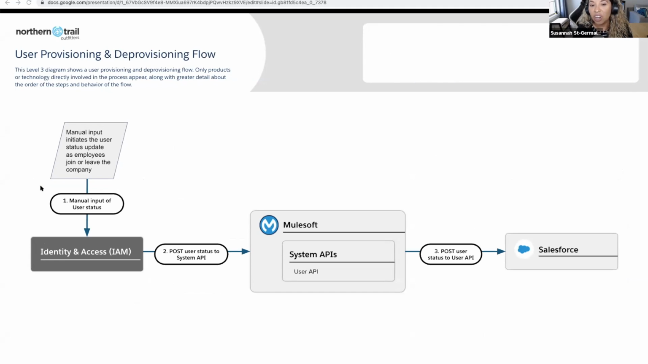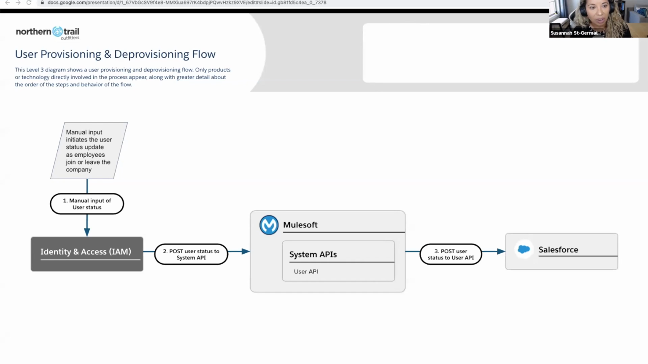And you can know if you're looking at a level 3 versus a level 2 if you're seeing these time-based interactions. So I can see that first there's a manual input of a user status, and then there's a post out to the system API at MuleSoft. So this level 3 again is showing only a specific subset. It's showing time-based interactions, and you're only seeing the products or technology that are directly involved in the process, along with greater detail about the order of the steps and the behavior of the flow.